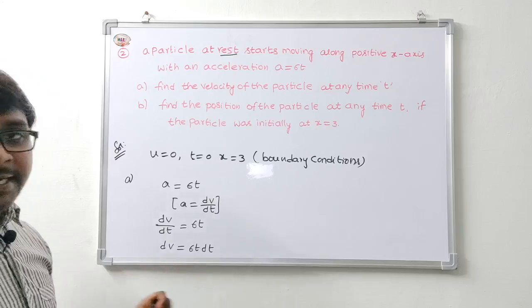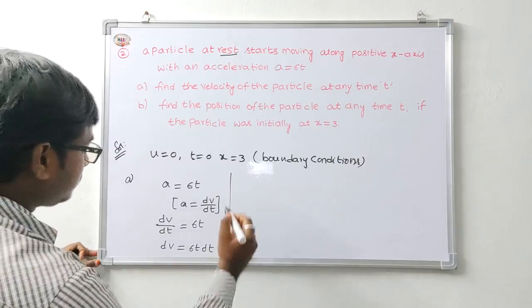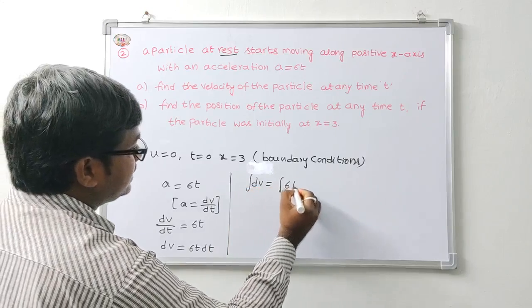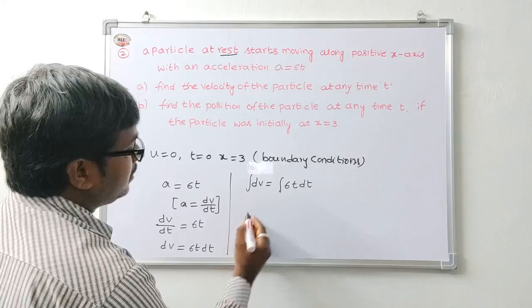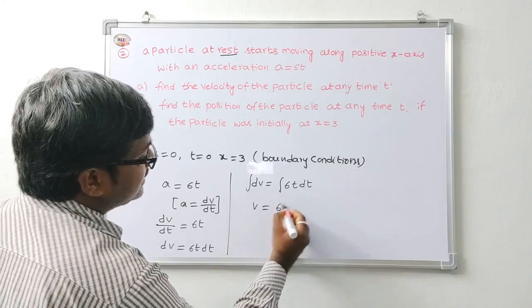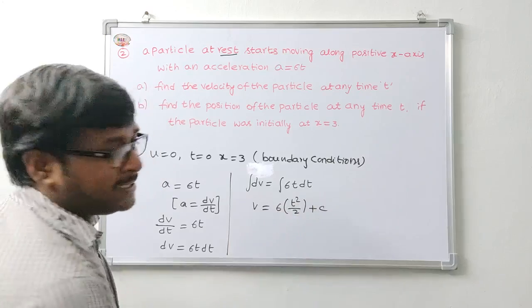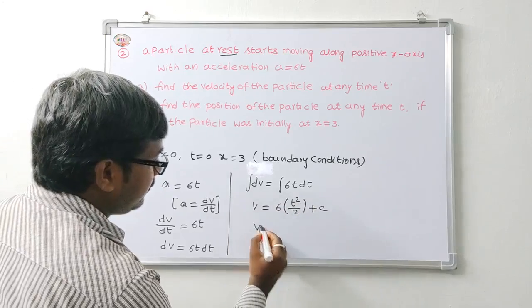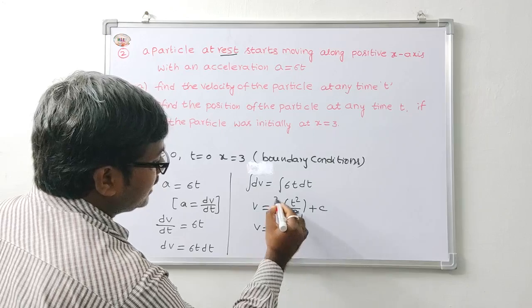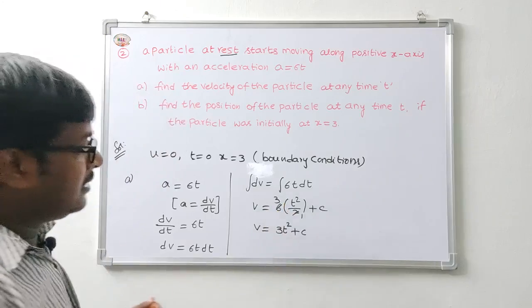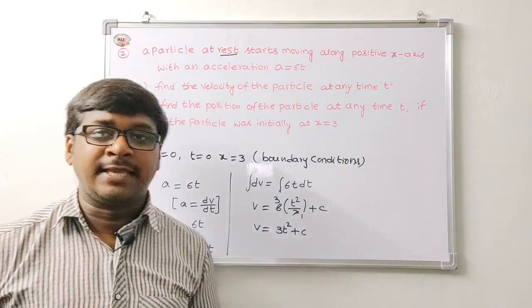Integration is applied on both sides. The integral of dv is equal to the integral of 6t dt. So v = 6 times t squared by 2 plus a constant c. Then 2 into 3 gives v = 3t squared plus c.